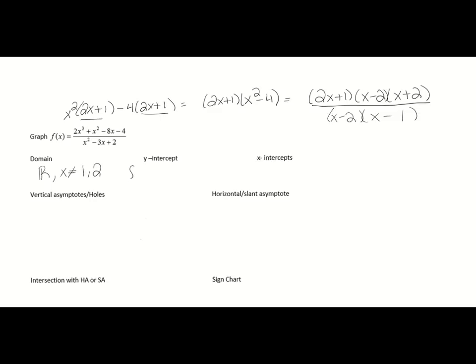Your y-intercept is f of 0. Do this in the unfactored form. So everything will turn 0 except for -4 over +2, which will give me a -2. So the point will be (0, -2).